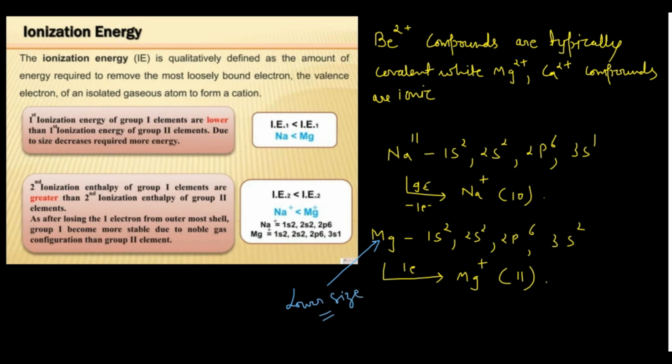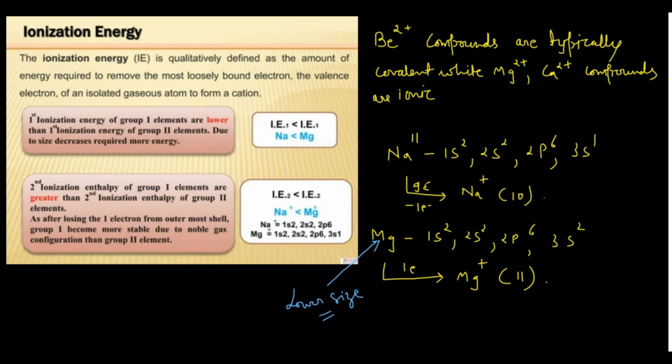Since the size of the alkaline earth metals is small, their effective nuclear charge is quite high, and due to this high effective nuclear charge, magnesium is quite reluctant to remove the electron. So it will require a higher amount of energy to form the Mg positive ion. That's why, if you compare the first ionization potential, the first ionization potential of the alkaline earth metal would be higher when compared to the alkali metals.